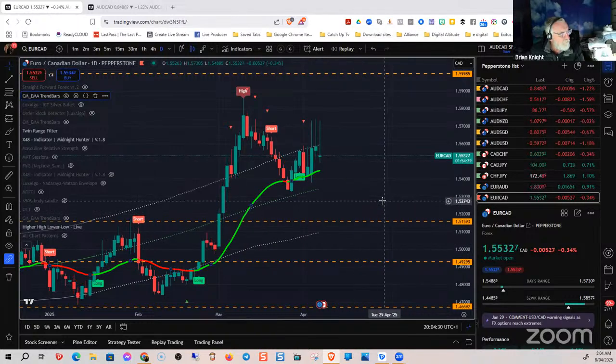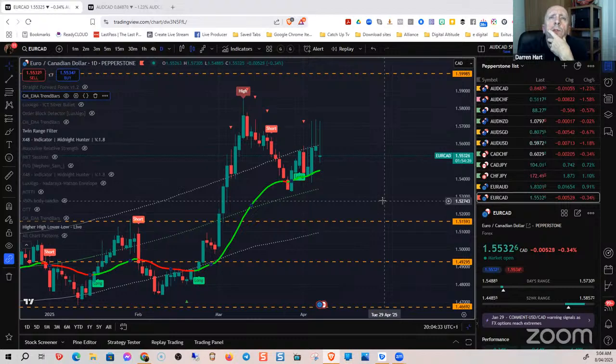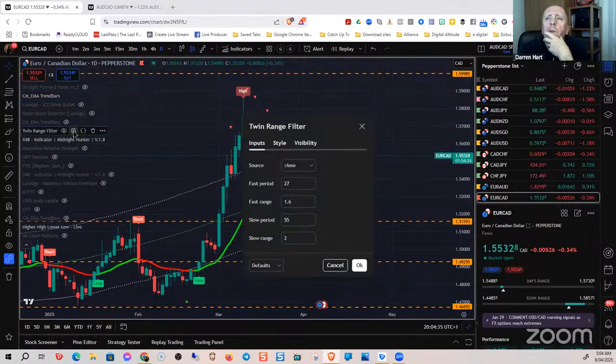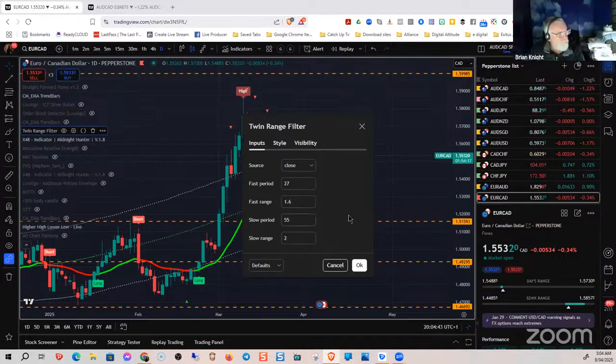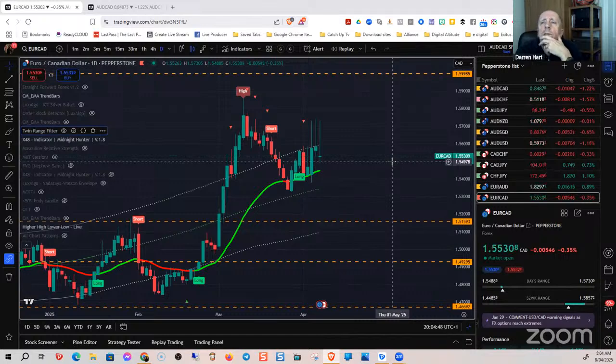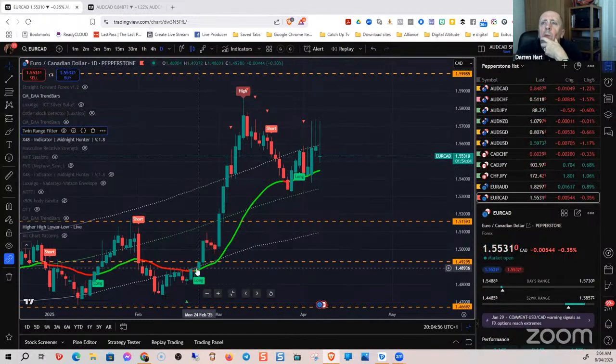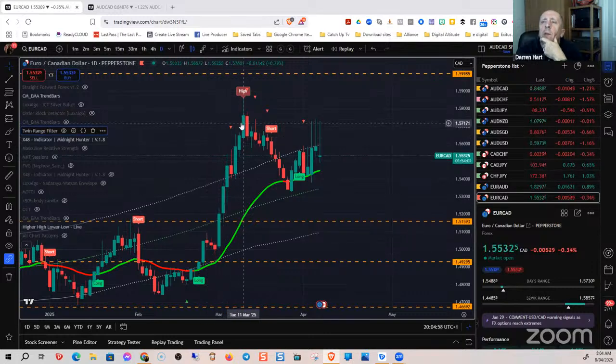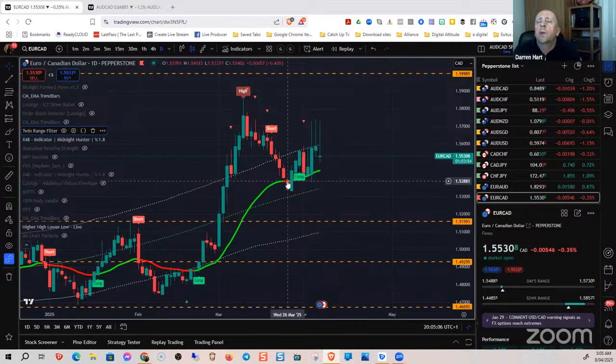And the twin range, I've fiddled about with it, but it's 27, 1.6, 55 and 2. On those settings, I would have got in for a buy on Euro CAD back on the 24th of February, and I'd have been going up, and eventually I would have profited out just before all that mayhem in the middle of last week.